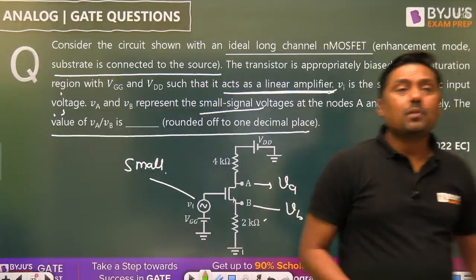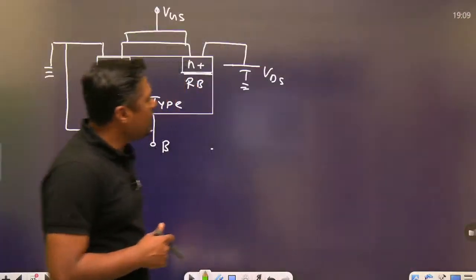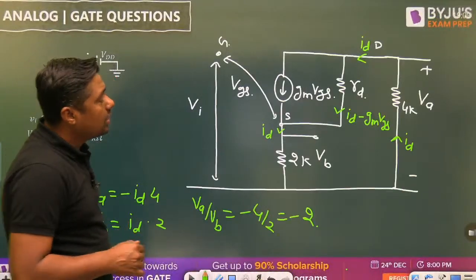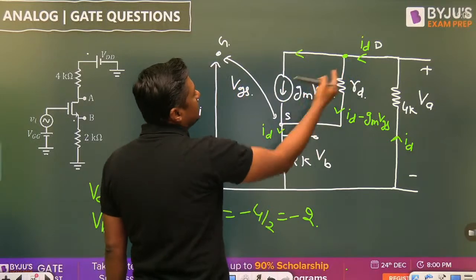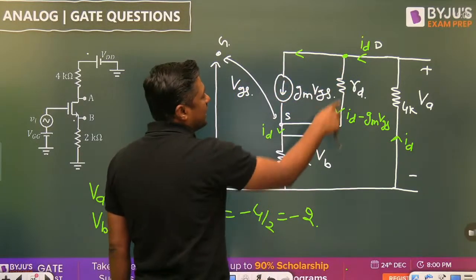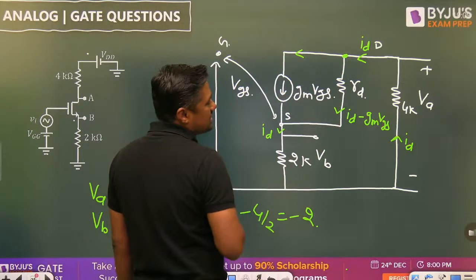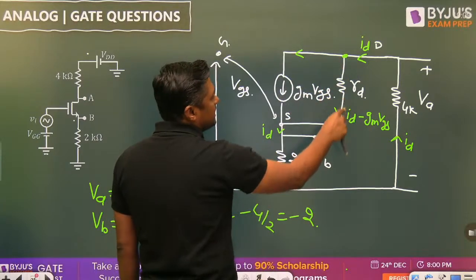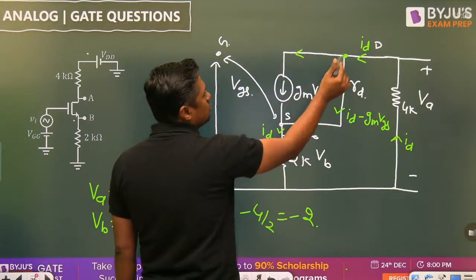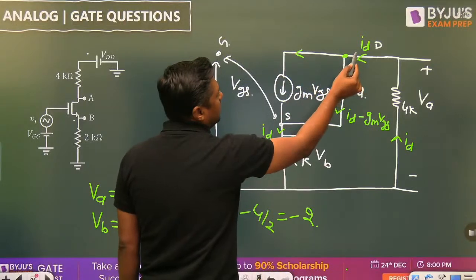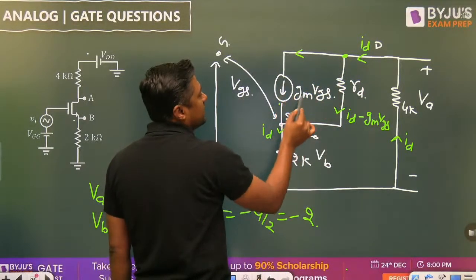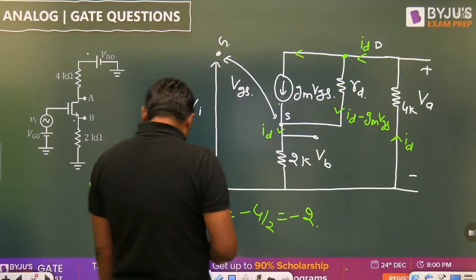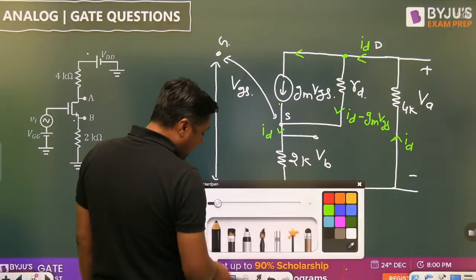My dear Murli, I am simply applying the KCL here. Okay, no problem. What is the current at this node? ID. What is the current here? GM VGS. So what will be the current here? ID minus GM VGS. The current through this RD is ID minus GM VGS, because at this node I am applying the KCL. What is the incoming current? ID. So what is the outgoing current? GM VGS. So what is the outgoing current here? ID minus GM VGS.